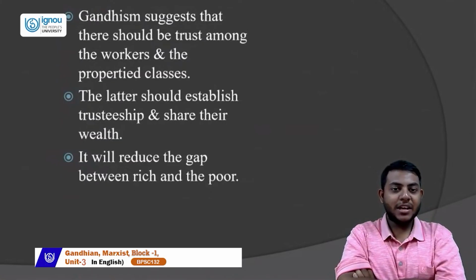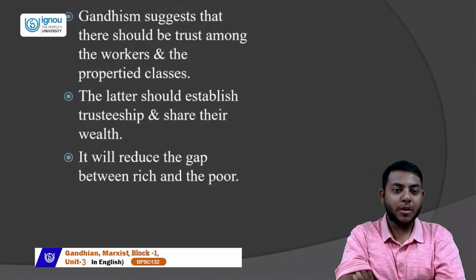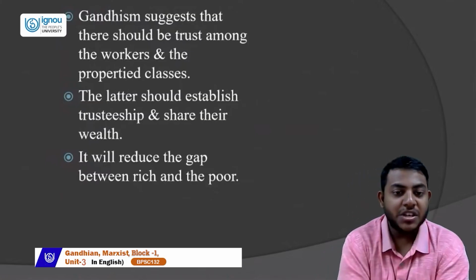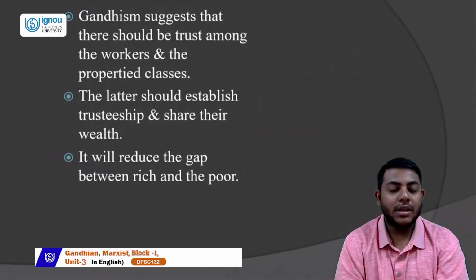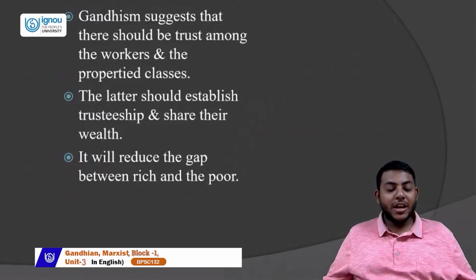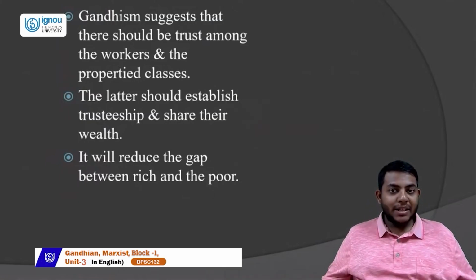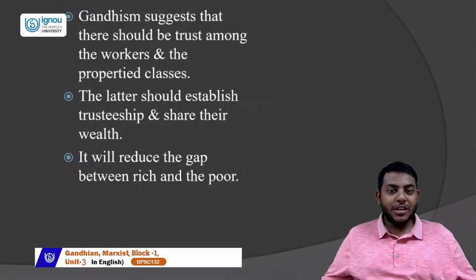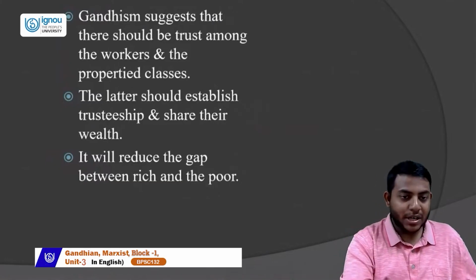Gandhism suggests that there should be trust among the workers and the propertied class. And based on this trust, he gave the theory of trusteeship. The latter should establish trusteeship and share their wealth. So he was inspired by the likes of Henry David Thoreau and John Ruskin. So he says that if the propertied class establish trusteeship and share their wealth, it will reduce the gap between the rich and the poor. Therefore, there should be a relationship of trust between the workers and the propertied class.